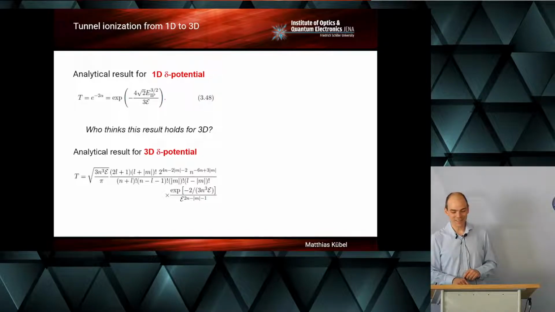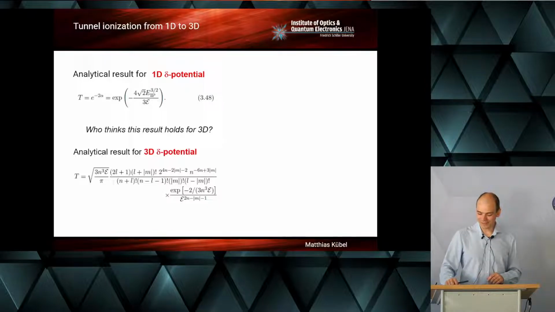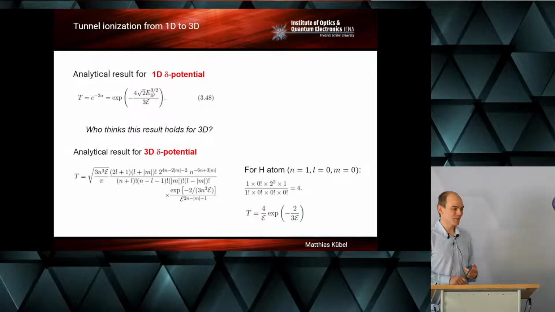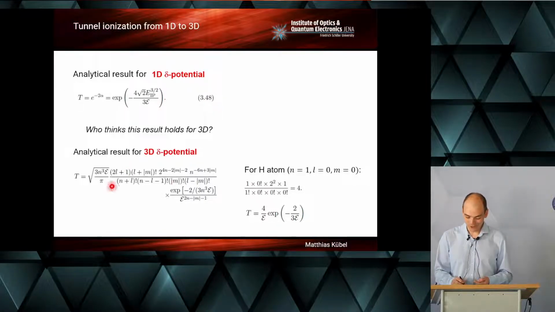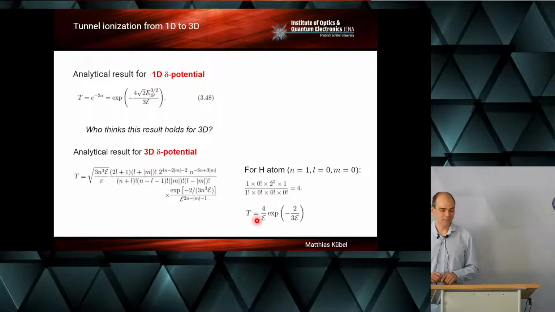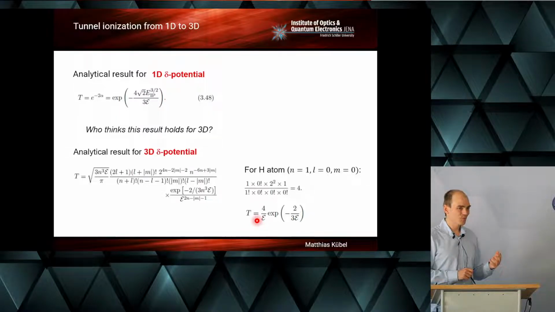It's a lot more terrible, but it's not as terrible as you may think. So for example, when you do this for a hydrogen atom where the principal quantum number n equals 1, and then the angular momentum and magnetic quantum numbers equal 0, then all of these terms just become ones and zeros and so on. And so all of this just turns into a 4. And then this is the result here for the ionization rate from a hydrogen atom, but not a real hydrogen atom, but one that is modeled with a delta potential.